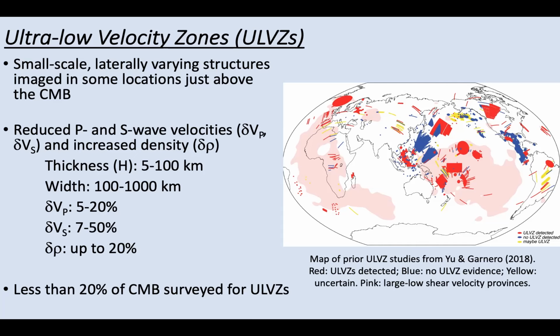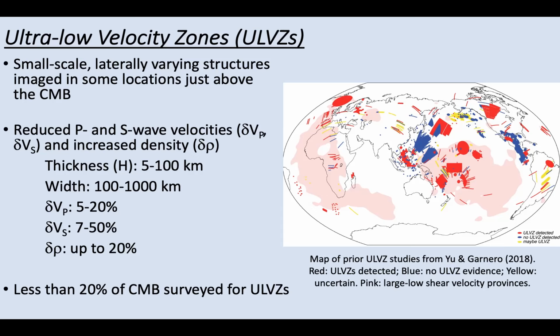On this map, the areas highlighted in red indicate where ULVZ evidence was detected or found. Those in blue are where they did not find evidence for ULVZs, and those in yellow had uncertain results. I'll also point out these big pink areas on this map. Those mark what are known as large low shear velocity provinces, and I'll come back to those in just a little bit.